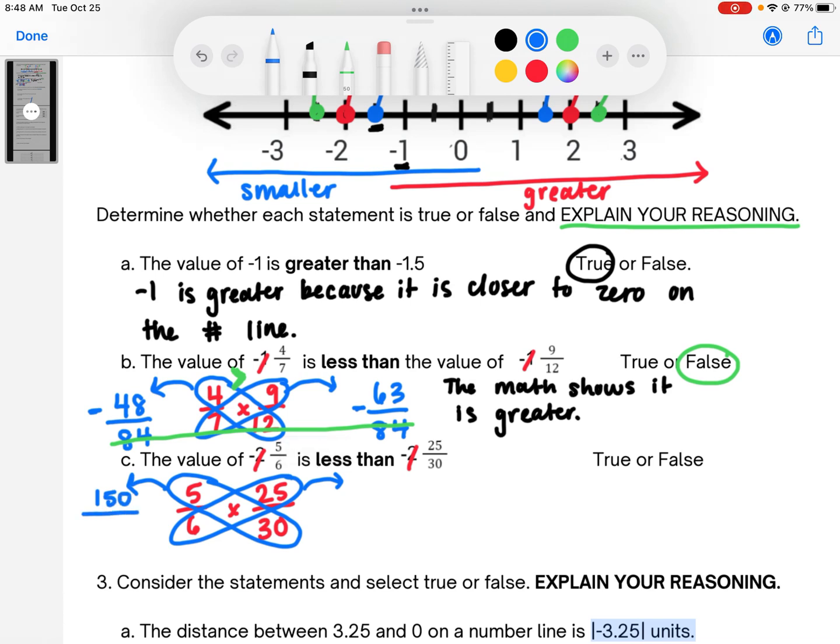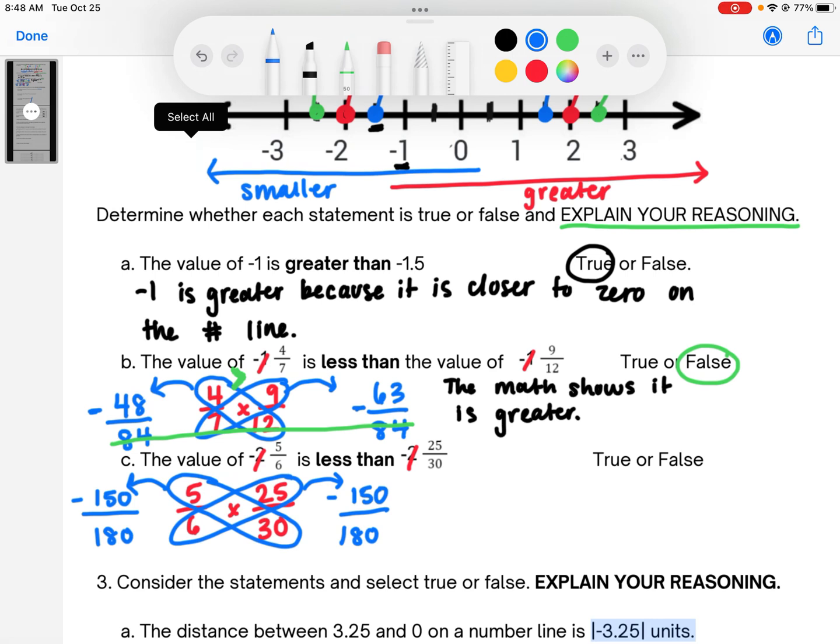And then 25 times 6, right? If I had 6 quarters, that would make $1.50, right? 4 makes $1, and then the 2 more makes 50 cents. So that is also 150. And then 6 times 30 is 18. Add a 0, that's 180. Notice, both of these are negative 150 over 180.